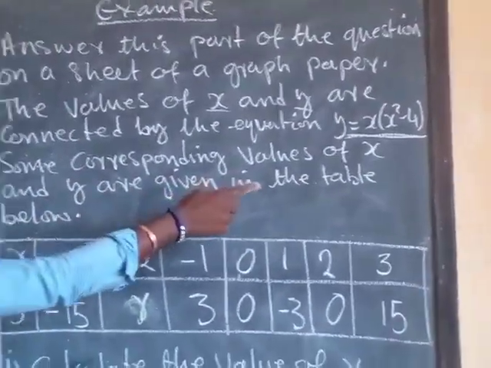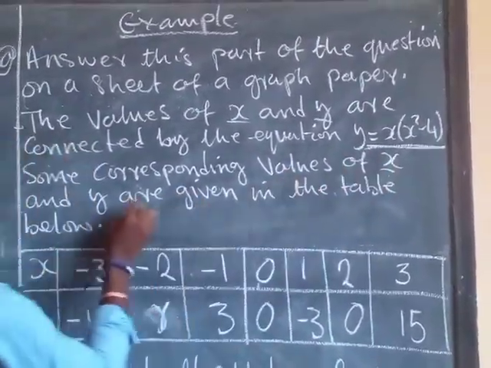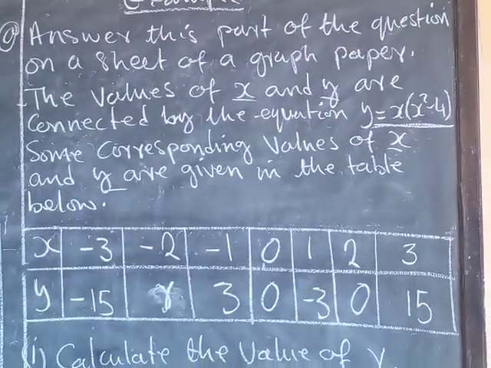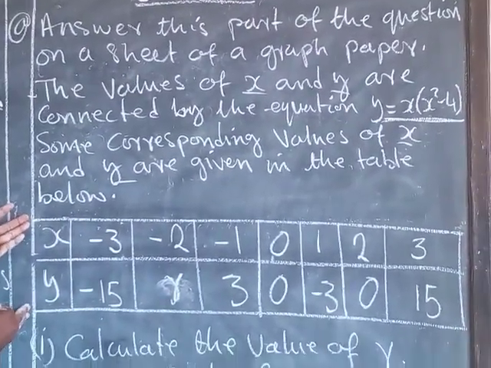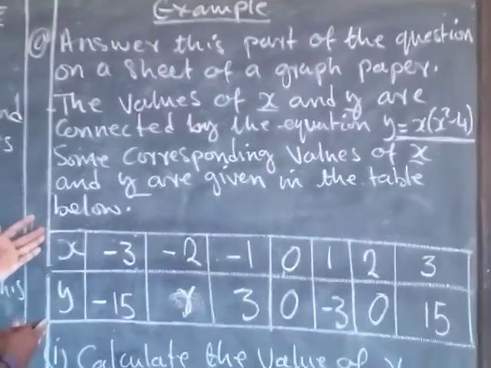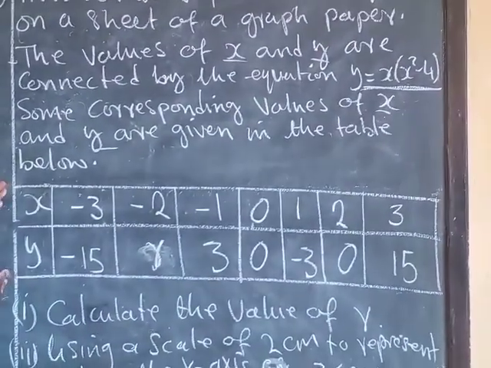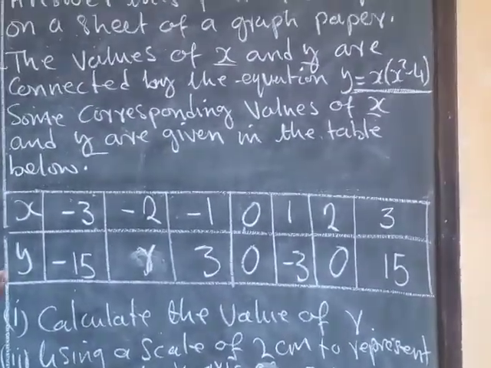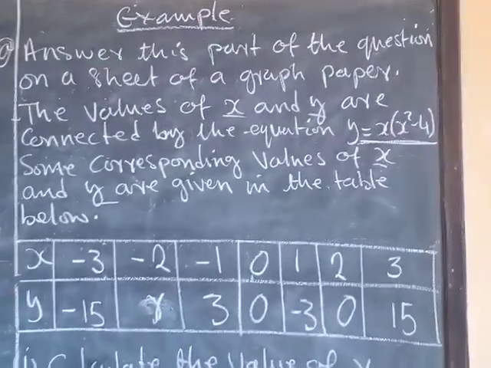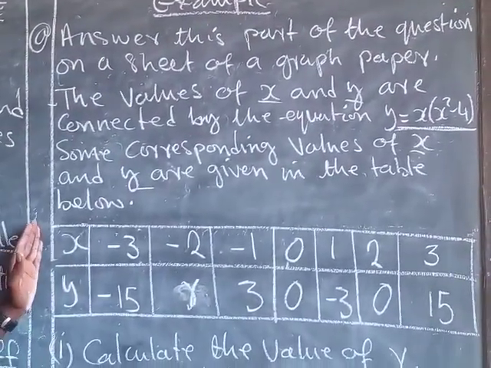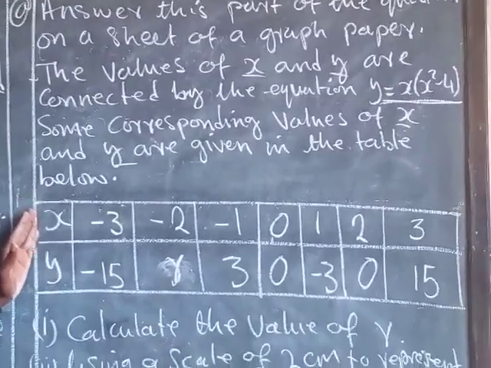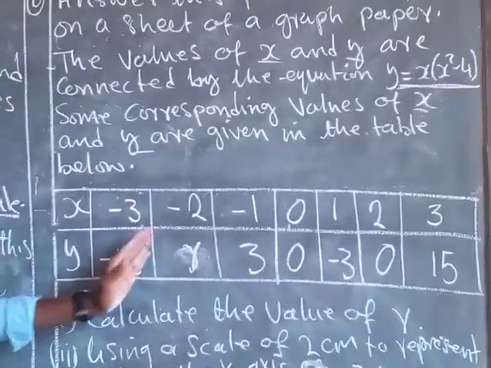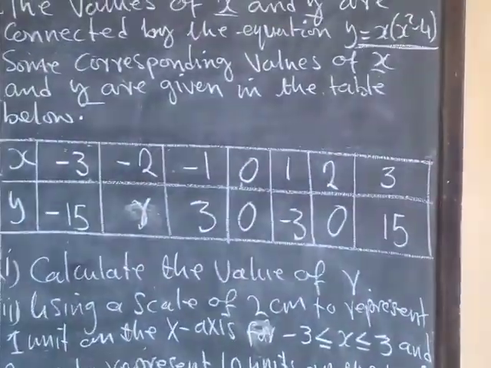Some corresponding values of x and y are given in the table below. In statistics, you are going to learn that this is grouped data. If you know it now in graph of polynomial, then you are not going to have problems when it comes to finding the standard deviation under statistics, also finding the curve under statistics by sketching the curve, because you are going to have similar problems like this.